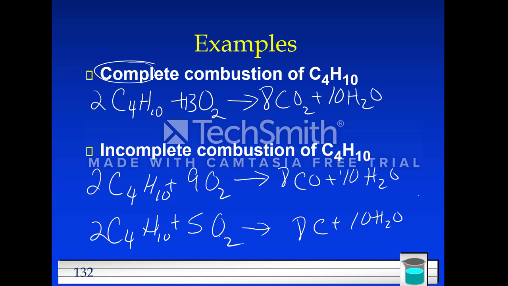Notice the difference between the equations. Why did I make pure carbon? Because I only used 5 oxygens. If I'm running short on oxygen, I can't do the top reaction because I don't have enough oxygen. So my first step down is to make carbon monoxide. And then when I run further down on oxygen, then I make the soot. So which one you make is going to depend on how well the oxygen can get to what you're trying to burn. Make sense? It's all about oxygen.